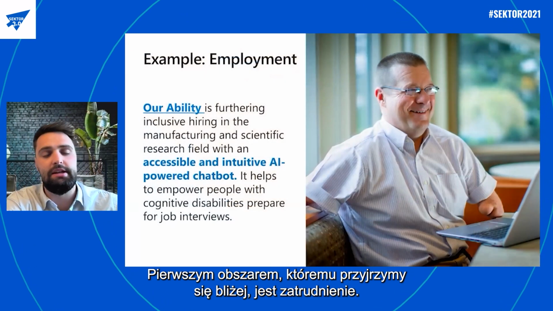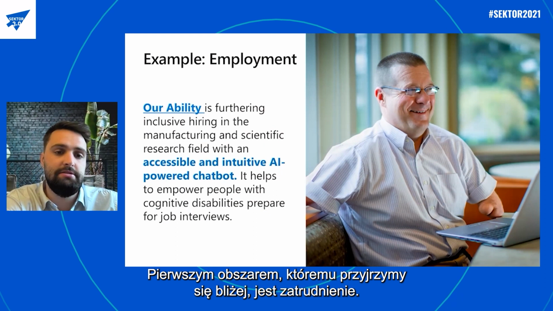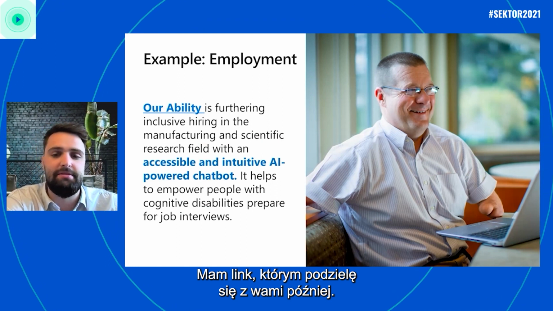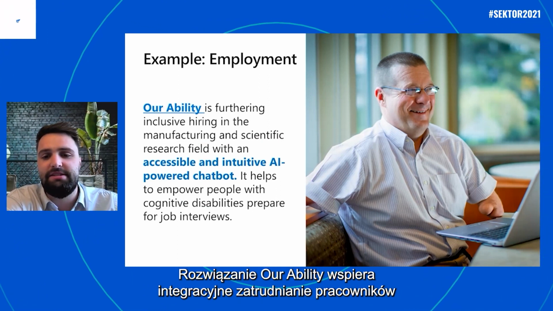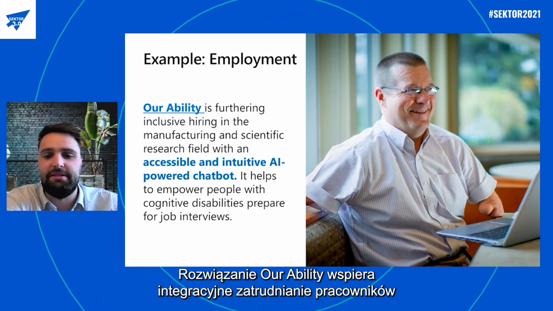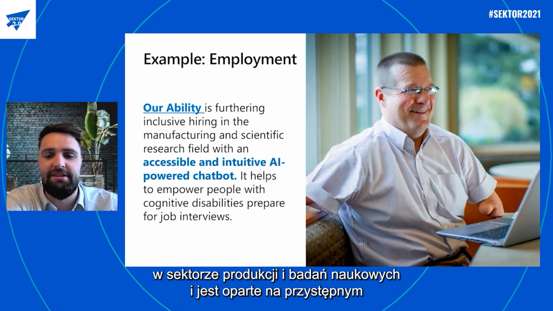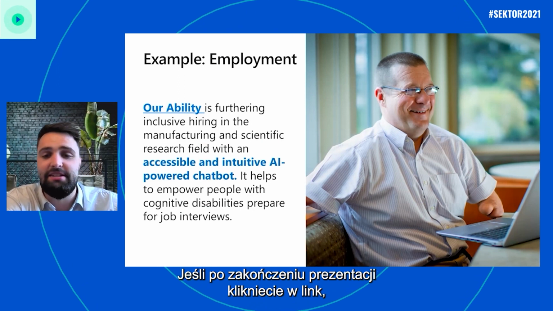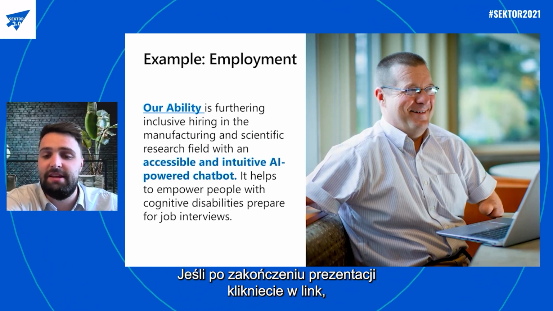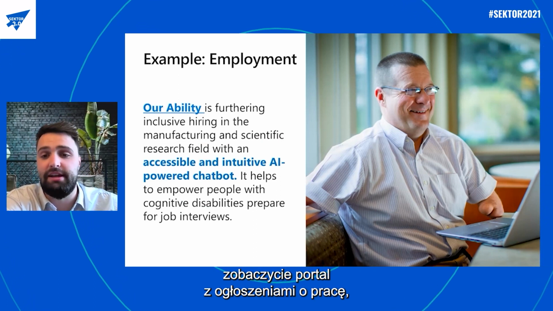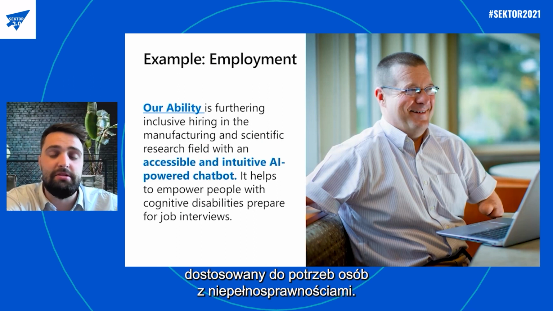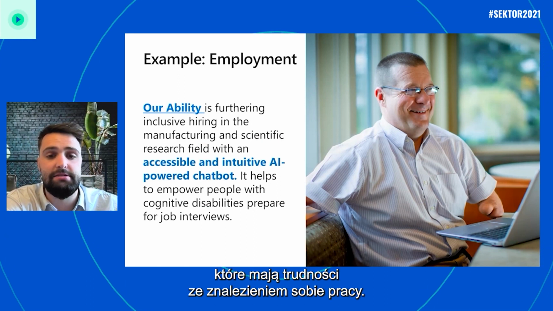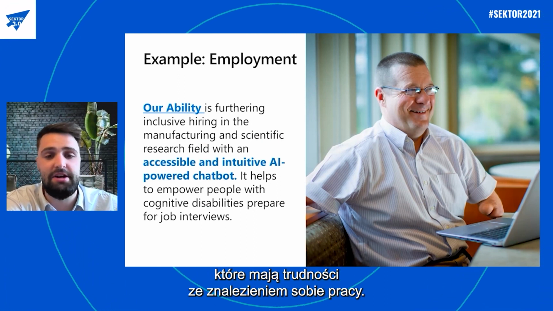The first one we're going to take a bit of a deeper dive into is employment. And here I brought a link which is going to be shared with you afterwards as well. Our Ability is furthering inclusive hiring in the manufacturing and scientific research field with an accessible and intuitive AI-powered chatbot. If you click on this link, as you can do after this presentation, you can see that this is a job portal like any other job portal, but a job portal for people with disabilities. It will help empower people that have disabilities and have a hard time figuring out how to get a job or where to get a job.